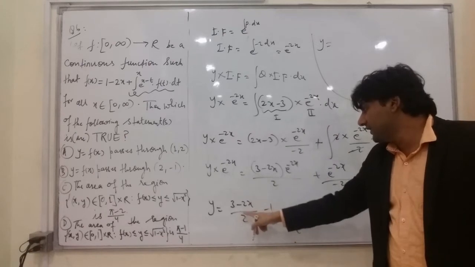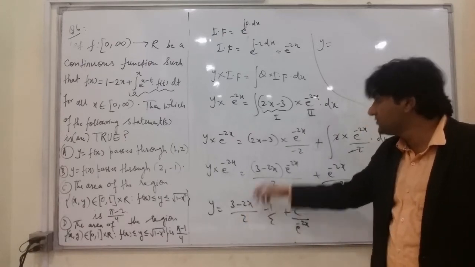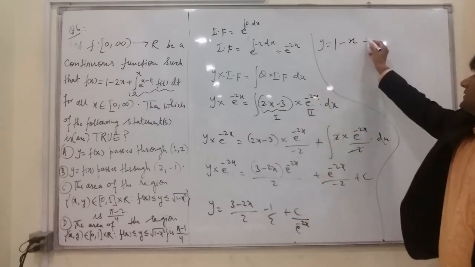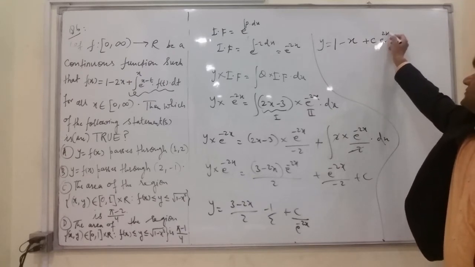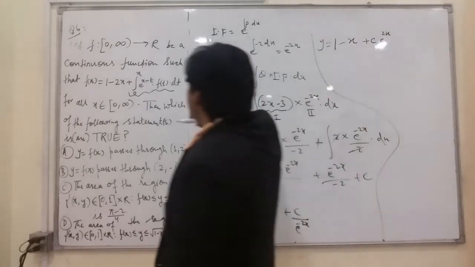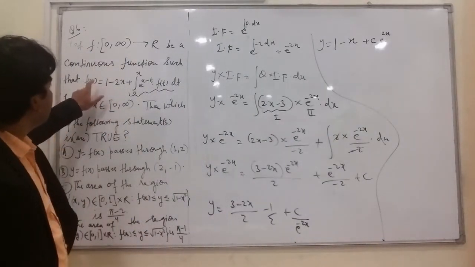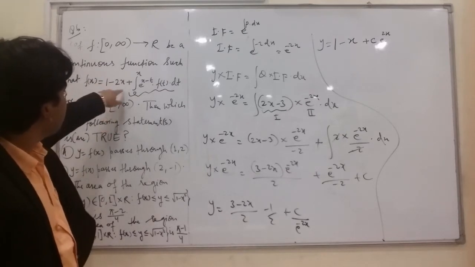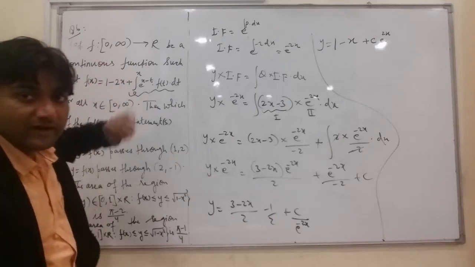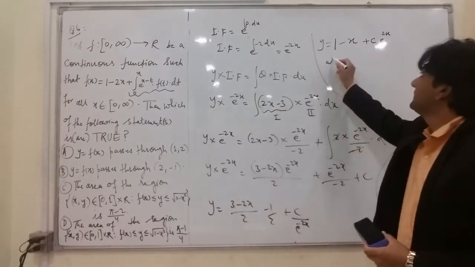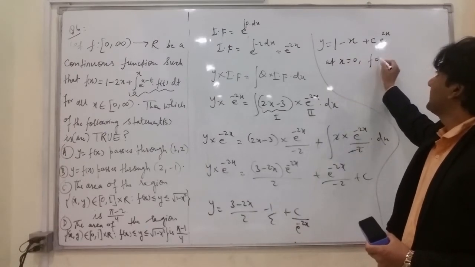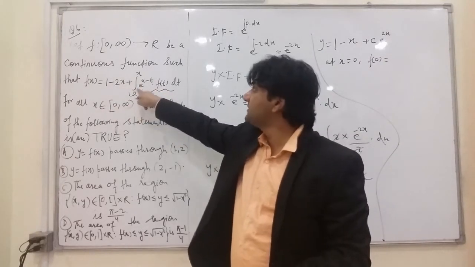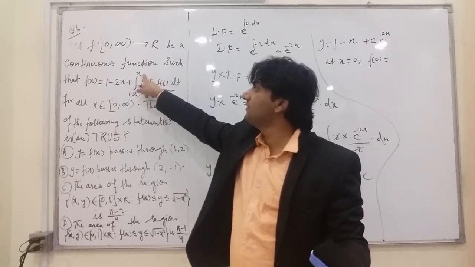What you got? y equals, this is 3 minus 1, which is 2. 2 over 2 is 1, and minus 2x over 2 is minus x. And here I got c times e raised to 2x. I got this. Now I have to think, when I will substitute here x equals 0, because I can put x equals 0, at 0 we have equality. So if I put x equals 0 here, then what is the value of y? So we have to understand this. At x equals 0, what is f of 0? Let us understand. We have substituted 0, so 0 to 0 integration is nothing, that is 0.